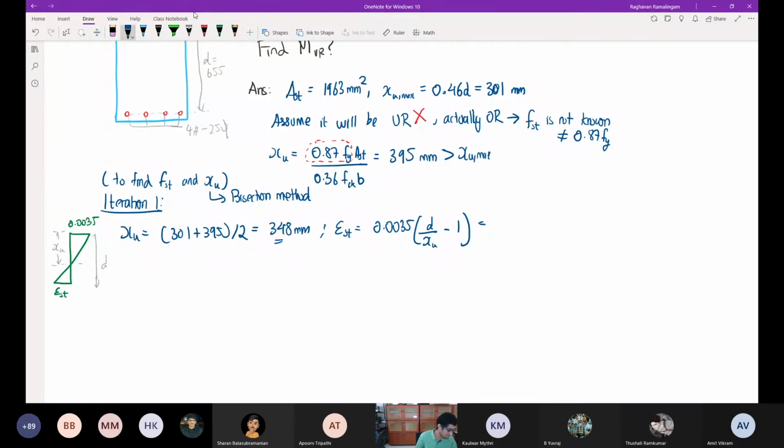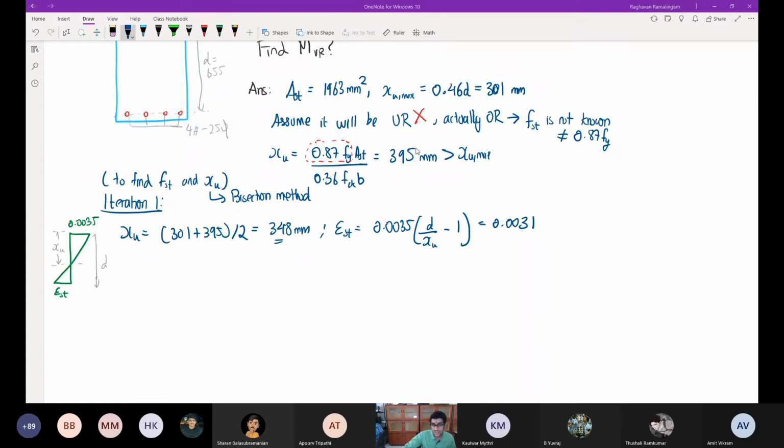How much do you get for this? So 0.0031. Okay, so others get 0.0031. Yes, sir. Okay. So now we have to find the stress in steel.